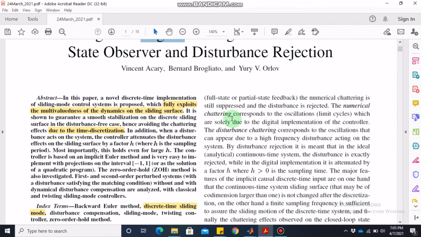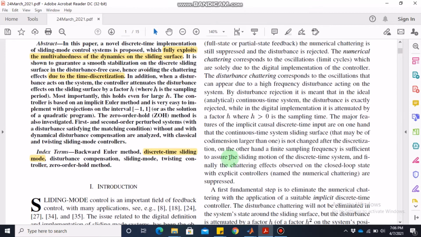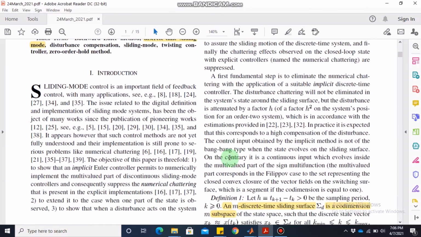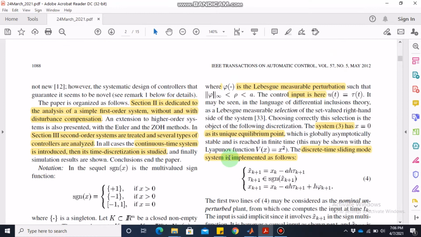So the authors say that the digital sliding mode control fully exploits the multi-valuedness of the dynamics on the sliding surface, and due to time discretization chattering is avoided. So without further delay, let's see what kind of things they have proposed and how we can simulate them in MATLAB.